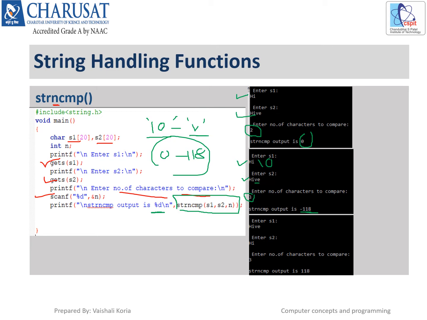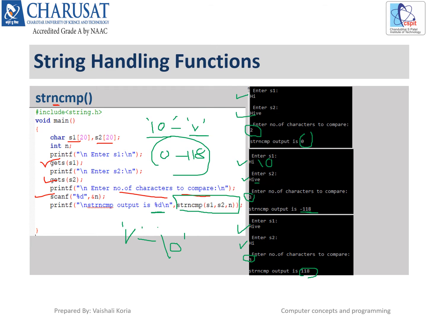Now we'll see the third output in which we have just swapped the contents of the strings. S1 is HIVE and S2 is HI, right? Now when you compare the first three characters of both the strings, it will again give the ASCII difference of the first non-matching character. But here it will perform the operation ASCII value of V minus ASCII value of null. So 118 minus 0, so it will be 118, a positive number, and earlier there was a negative number. So remember this thing.